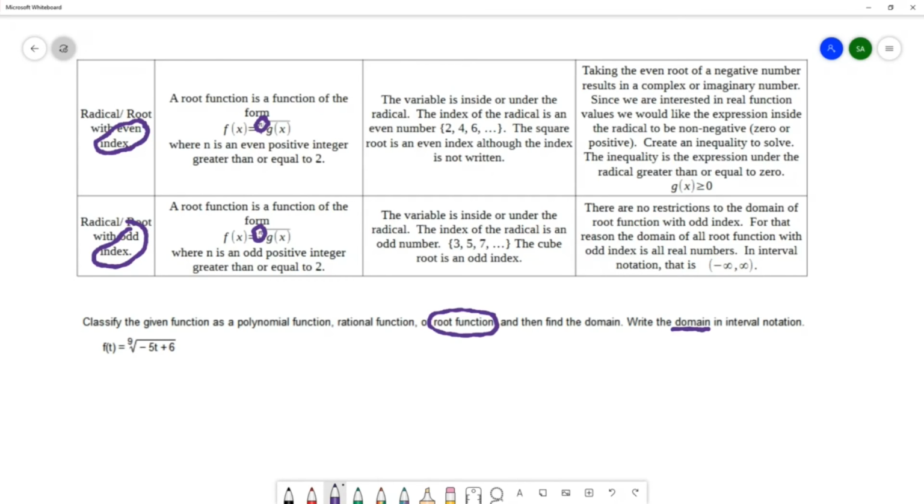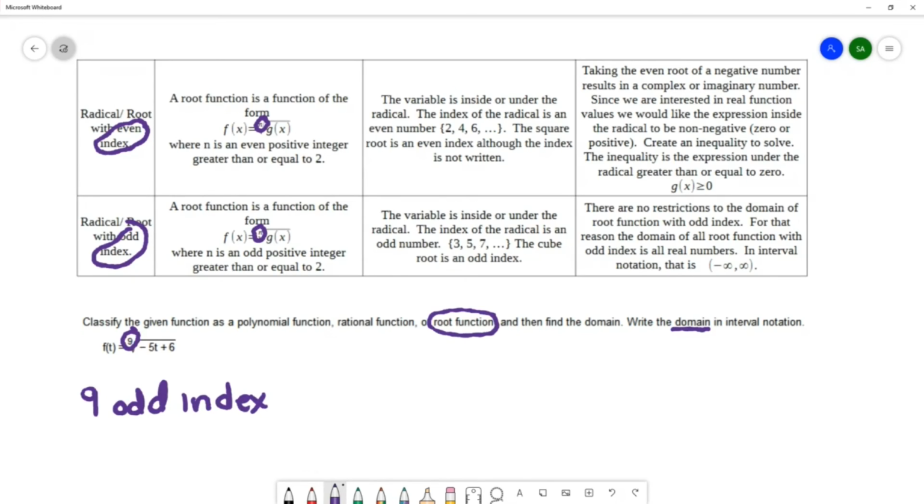Now the root is the opposite of an exponent. So a square has a square root. A cube, or the third power, has the opposite of cube root. So you have different roots because you have the opposite of different powers. So on that index, we notice that our index is a 9. And 9 is an odd number, so we have an odd index.